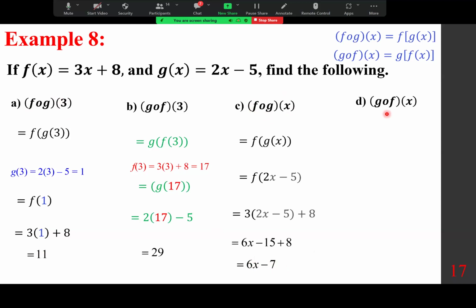g of f of x, that means g of 3x plus 8. That means that now replace this x with f. So 2 times 3x plus 8 minus 5. Distribute, you get 6x plus 16. 16 with negative 5, they add up to 11.